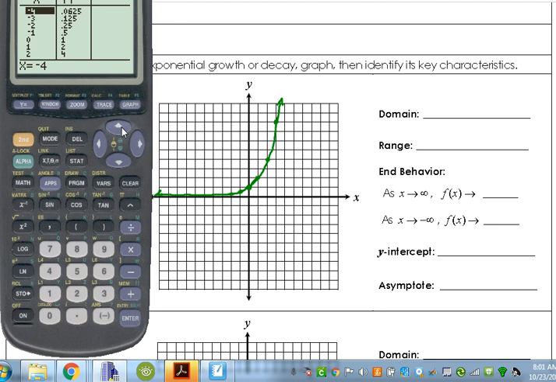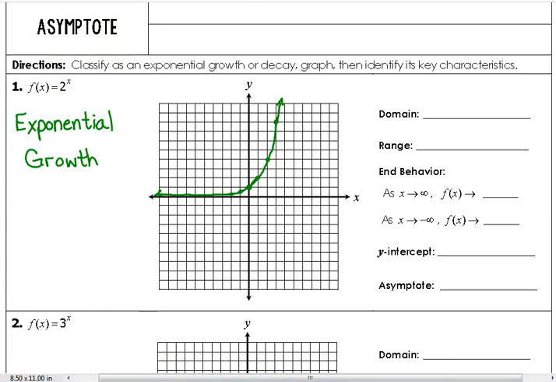That typically doesn't happen with our functions, polynomials, and things like that. Exponential functions grow very, very quickly. That's something about exponential growth and decay. It happens very, very rapidly. Now, let's fill out these key characteristics that we've got over here on the right side.